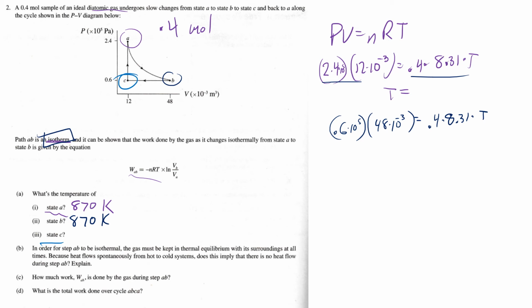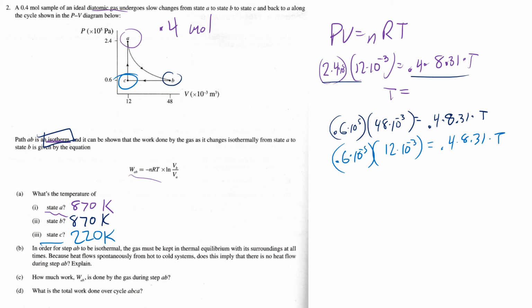So we're going to have that lower pressure, so 0.6 times 10 to the 5, and then that volume of 12 times 10 to the minus 3 is equal to 0.4 times 8.31 times T. What's the temperature going to be? Temperature is going to be 220 Kelvin. Nice. So that's all you have to do for that one.